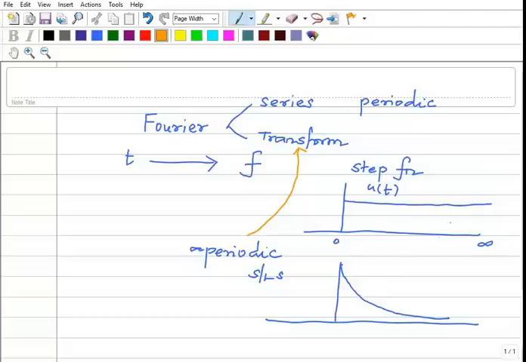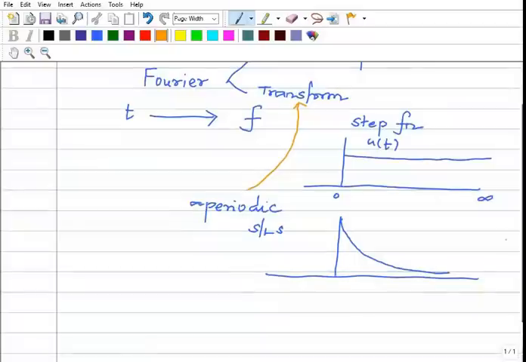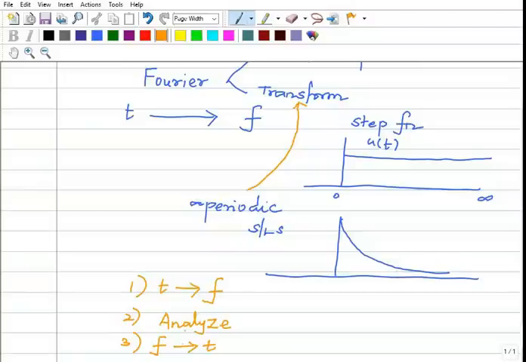Again, the process is similar to phasor domain analysis and Laplace. What we need to do? First of all, we need to transform the circuit from time domain to frequency domain. Then we need to analyze the circuit. Then finally, if required, we need to represent the result in the time domain.